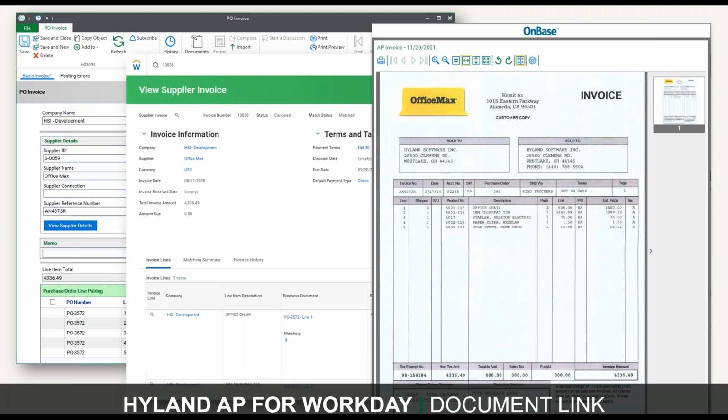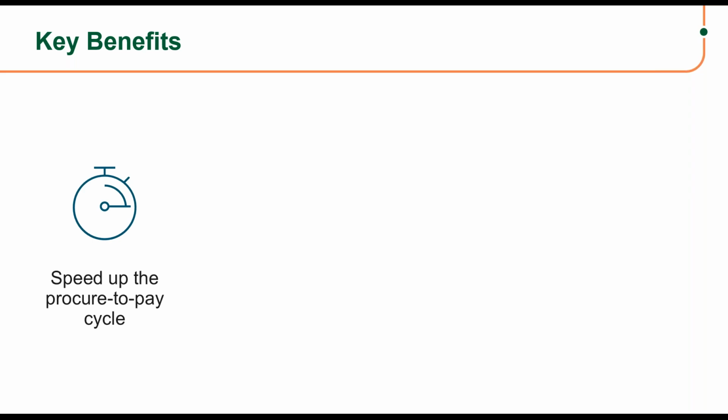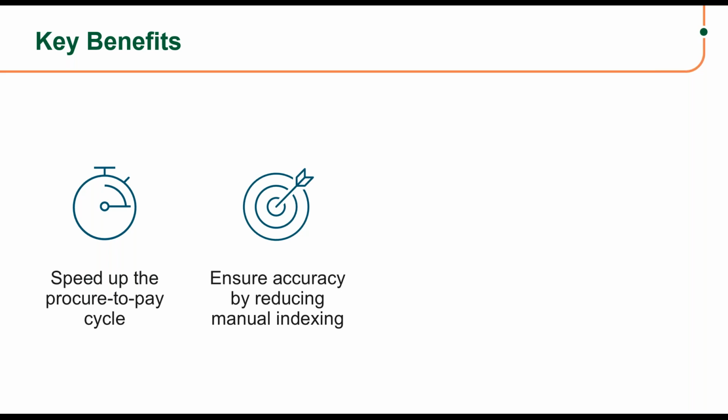So like I said, this is an integration that we've offered for years, and because of that, we can share some of the realized benefits that our customers are seeing as a result of this integration. First and foremost, they're speeding up their procure to pay cycles by having that automatic validation of AP documents with the data that's in Workday and quickly posting those invoices for payment. Reducing the manual indexing is helping ensure better accuracy.